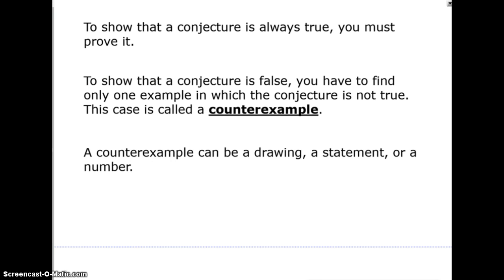Now, when I have a conjecture, you're going to need a counterexample to prove it false. Okay? I believe that you have this blank on your page. Make sure you're filling it out. But what we're going to do in the next couple of examples is find a counterexample.